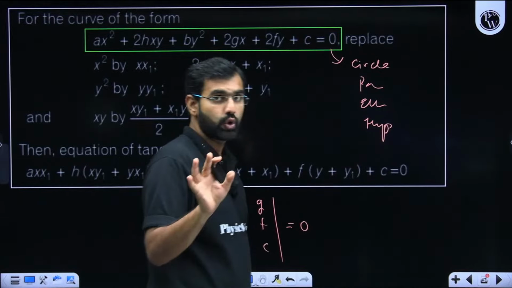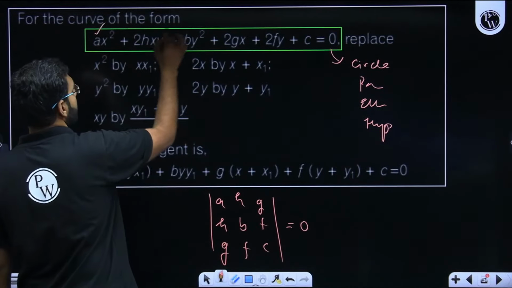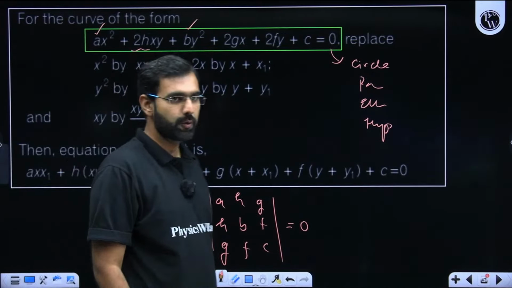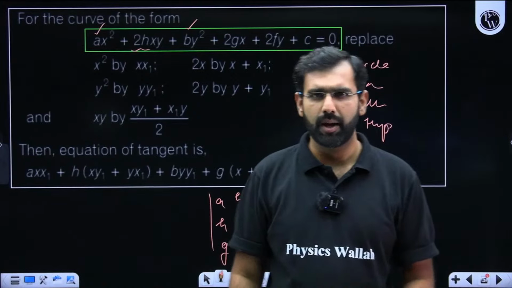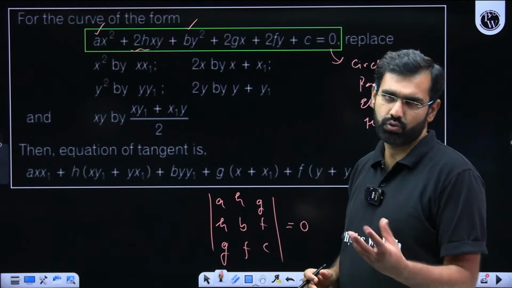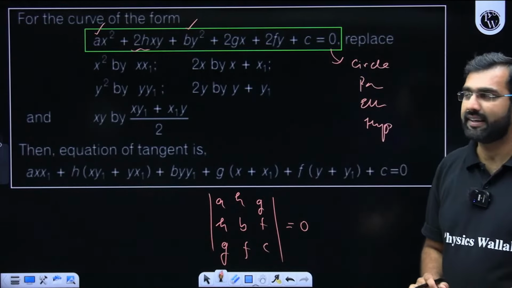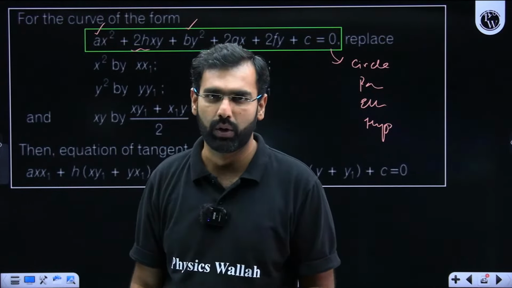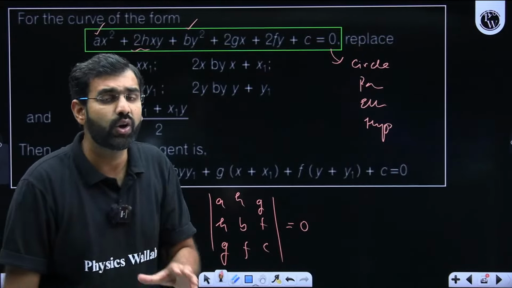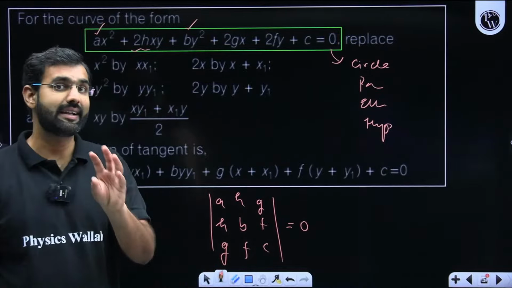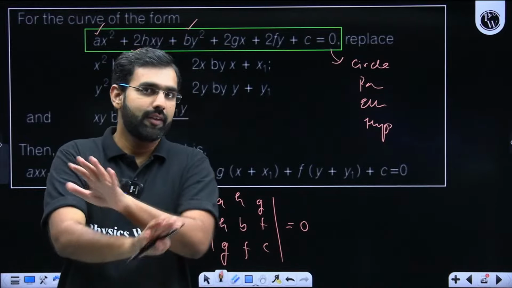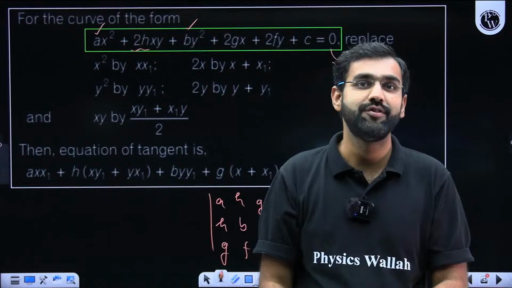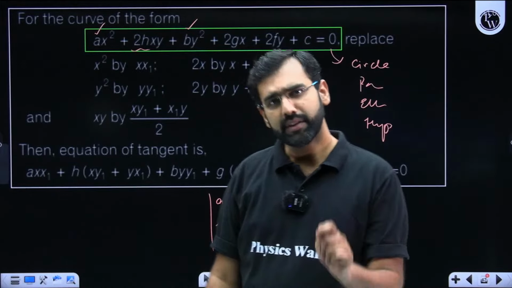Of course, in order to call it a circle, the coefficient of x square and y square should be same, and the coefficient of xy should be 0. And if it is a parabola, ellipse or hyperbola, then we remember one more condition, h square minus ab. But if it is a conic and I'm given a point x1, y1 lying on it, then even without using differentiation, you can write the equation of the tangent within 10 seconds. How? Just listen to my part.